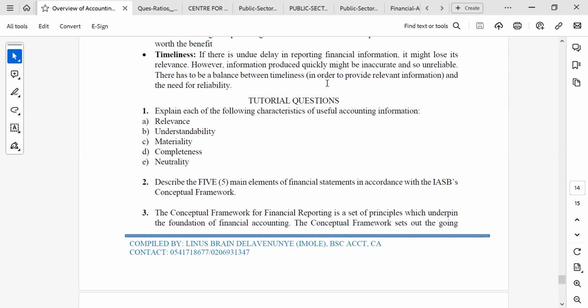Okay, that is nice. Understandability is the characteristic of accounting information whereby it is able to be comprehended by the users. That's the people who the information is intended to be given to.